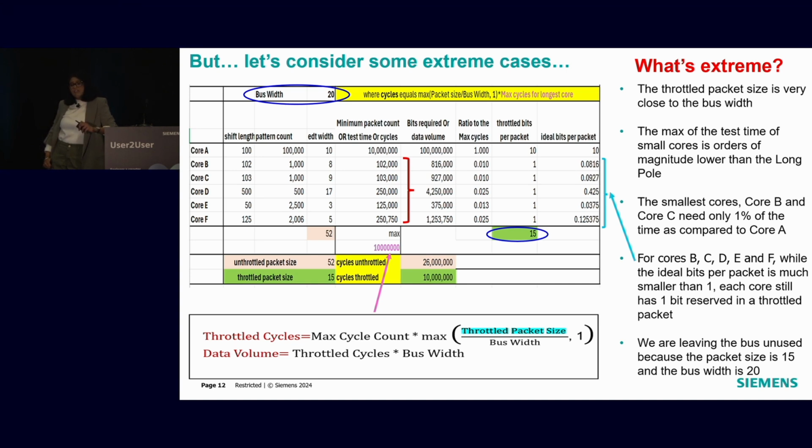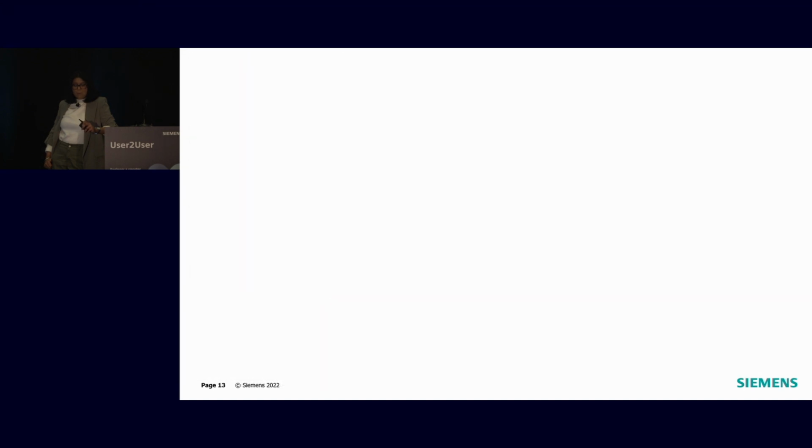Now let's see, going to the next slide. So what can we do in such a case, right? The case is extreme, you told me the problem statement, but what's the solution?